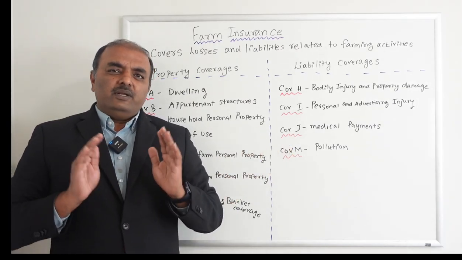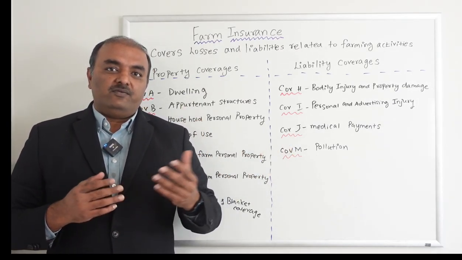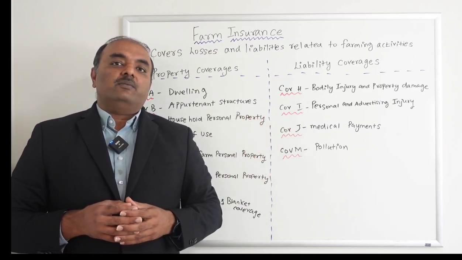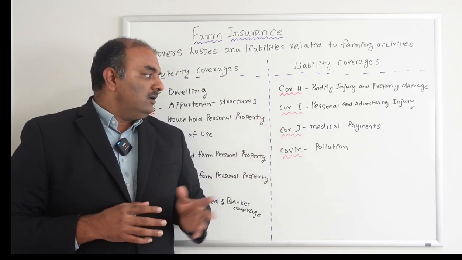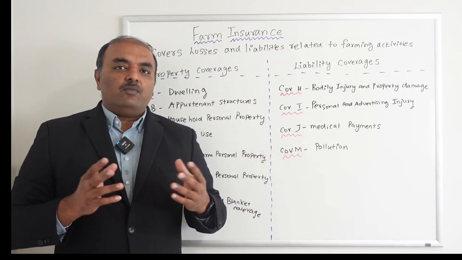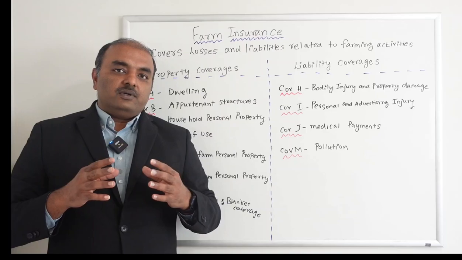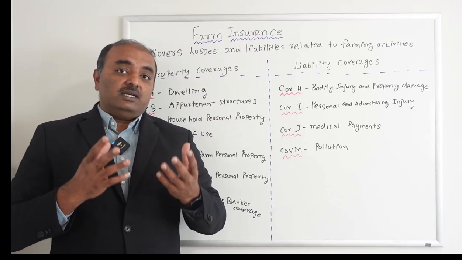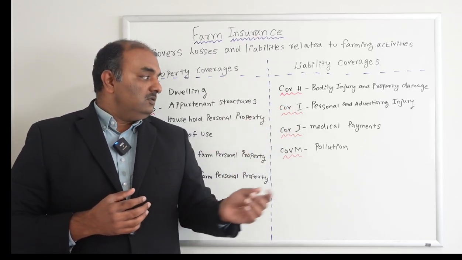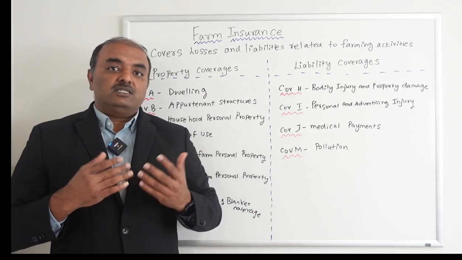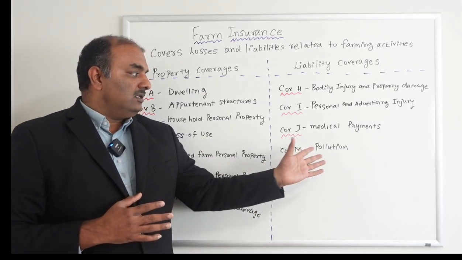Medical payments is a very minimal amount. Say if somebody slips and falls on your farm, you can access this amount immediately without determining who's at fault. Pollution coverage, right? You have barns, you have a lot of things on your farm. Due to your activity, if pollution is created in your environment, then you can use pollution coverage. Again, pollution can damage somebody else or somebody else's property. So then this will help you.